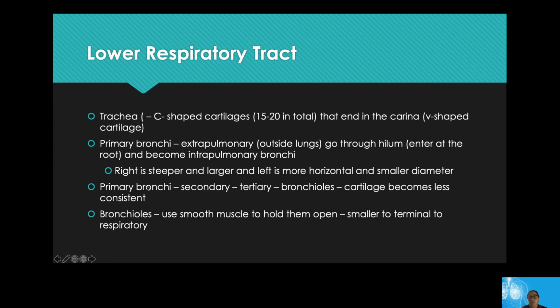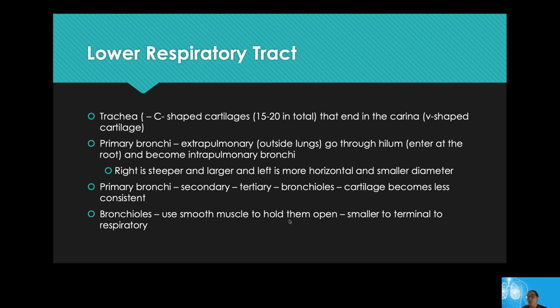Now, the primary bronchi branch to secondary bronchi, and as that happens, they begin to lose cartilage. Secondary bronchi become tertiary bronchi, and the cartilage becomes more consistent. Tertiary bronchi become bronchioles, and there's not a consistent ring of cartilage. There's a lot more smooth muscle, and bronchioles use smooth muscle to help open them up. So bronchioles are where you're going to really bring in the concept of bronchoconstriction and bronchodilation, as those smooth muscles help to hold them open, as well as to increase or decrease diameter as needed.